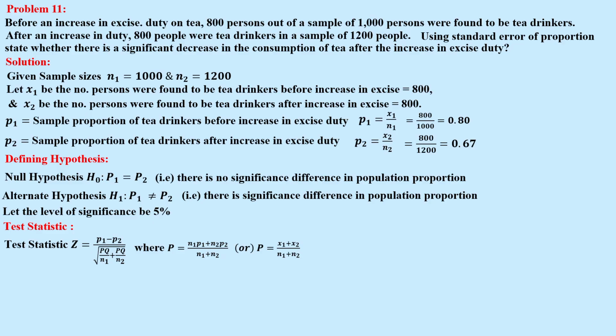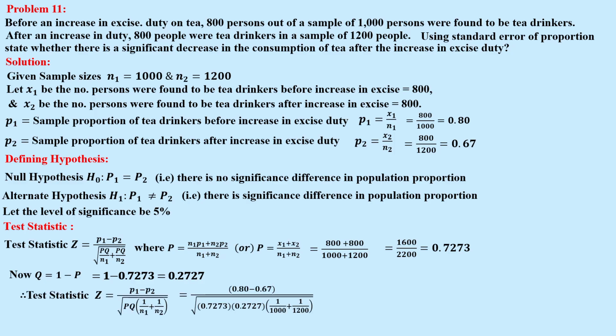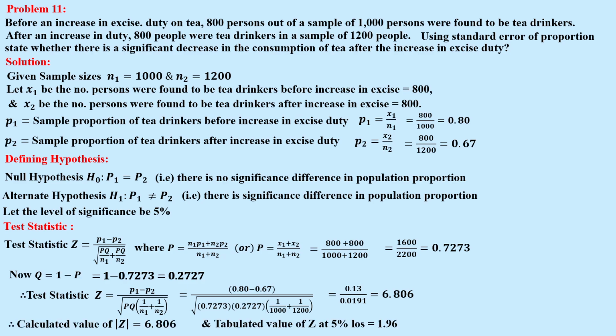where P is equal to X1 plus X2 by N1 plus N2, 800 plus 800 by 1000 plus 1200, it is equal to 0.7273. Therefore Q is equal to 1 minus P, that is equal to 0.2727. Therefore test statistics Z is equal to, substituting all the values, 0.8 minus 0.67 divided by root of 0.7273 into 0.2727 into 1 by 1000 plus 1 by 1200, you will get 6.806. Calculated value is 6.806 and tabulated value at 5% level is 1.96.